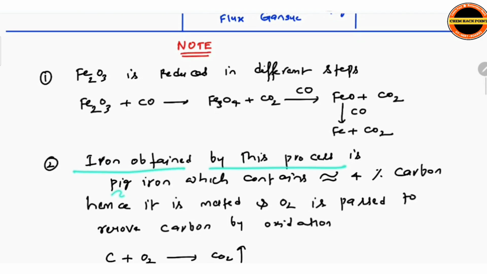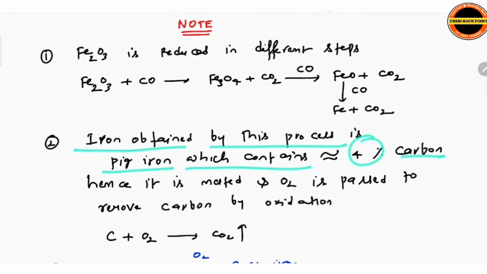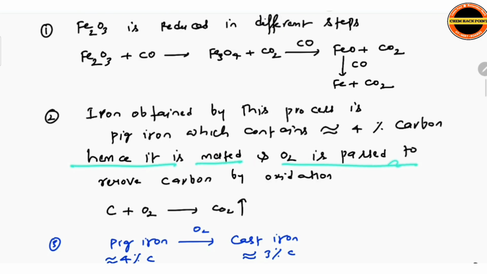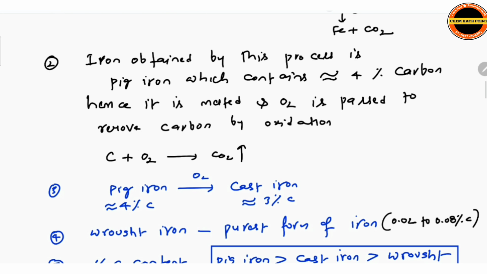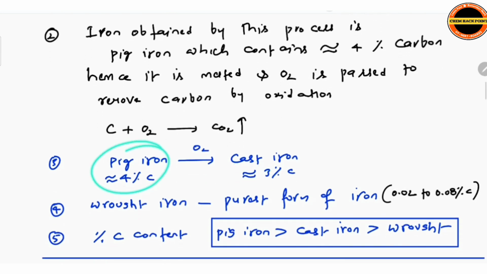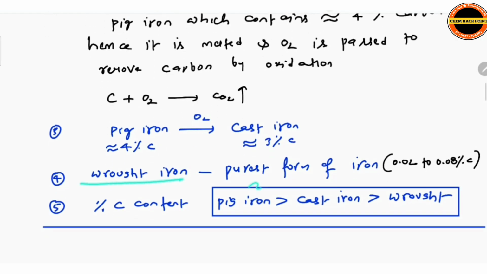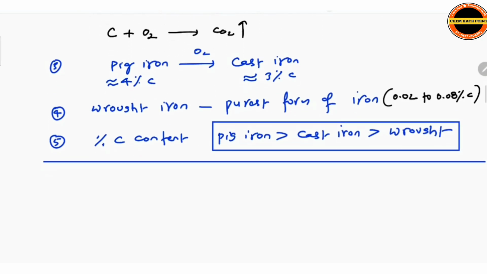Iron obtained by this process is pig iron, which contains 4% carbon. Hence it is melted and O2 is passed to remove carbon by oxidation. To remove extra carbon, it is again melted and oxygen is passed. Then pig iron is converted into cast iron, which has 3% carbon, to reduce carbon content. Wrought iron is the purest form of iron, which has 0.02 to 0.08% carbon. Percentage of carbon content: pig iron greater than cast iron greater than wrought iron.